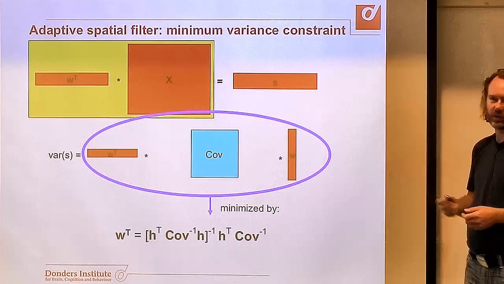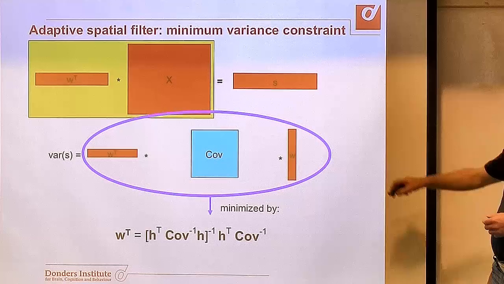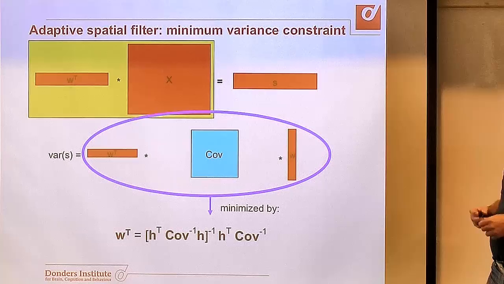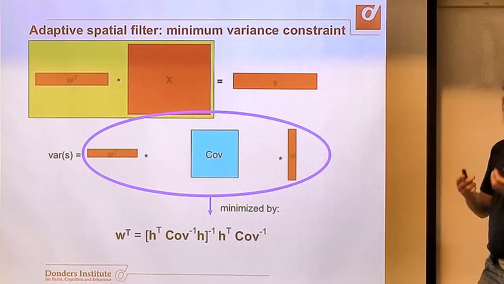This is the equation that I was alluding to. This is the solution for the spatial filter. And what you see is that the spatial filter W transposed has as ingredients the lead field matrix, and the lead field matrix happens 1, 2, 3 times. And it has as an ingredient the data covariance matrix twice. So if we're computing a beamformer spatial filter, then we're basically computing this equation.